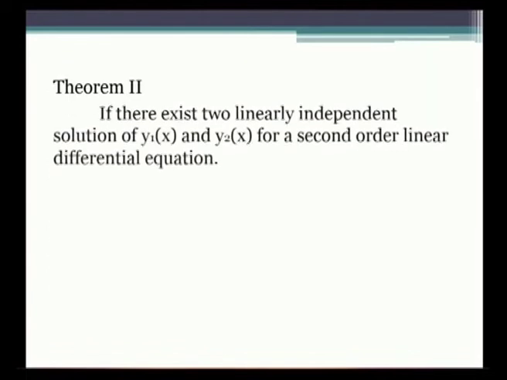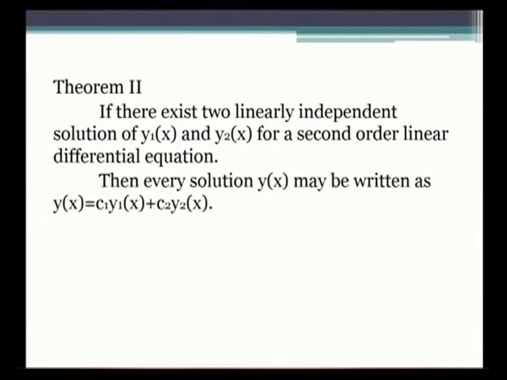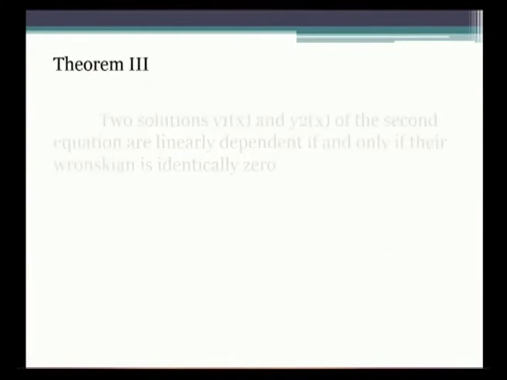The second theorem is about the linearly independent part of the solution. If there exist two linearly independent solutions, then every solution may be written as a linear combination of those linearly independent solutions, where C1 and C2 are arbitrary constants.